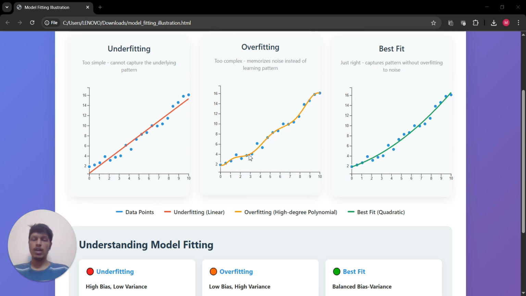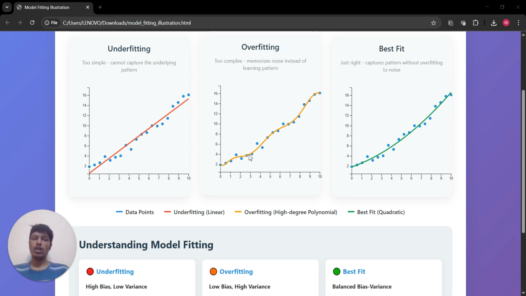Another thing which could happen during the training process is overfitting. Overfitting happens when your model is too complex. It just memorizes all the data points. So what happens is it fits very perfectly with the training data set.